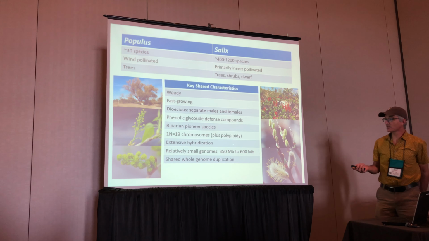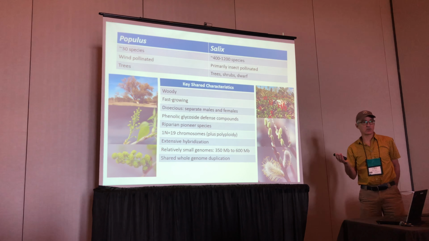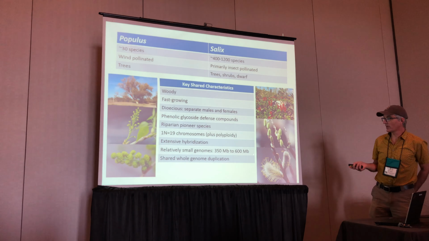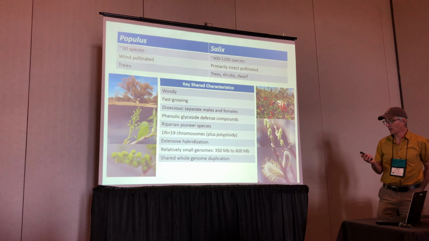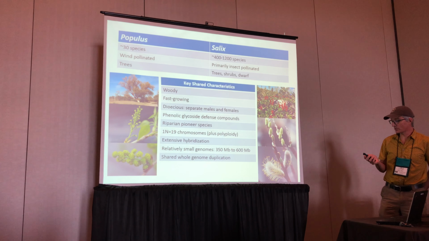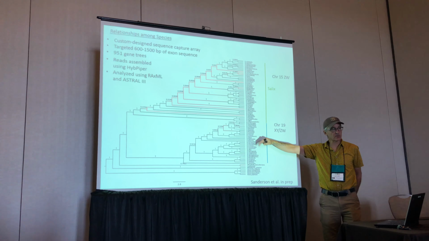They also all have 19 syntenic chromosomes, and so we can use one species to map onto the other. And they all have relatively small genomes, and so that also makes them useful for population genomics and other genomic studies. So I'm not really going to talk about this. I just want to show it briefly.